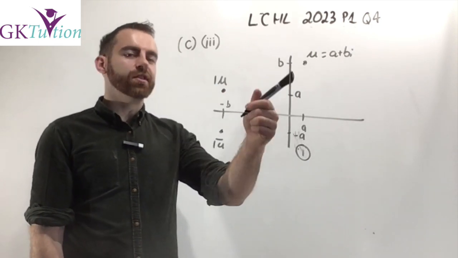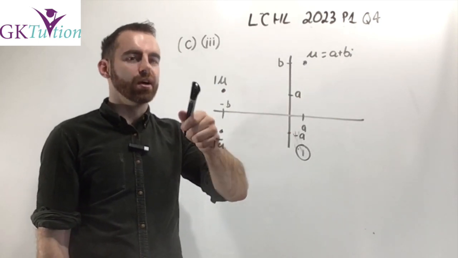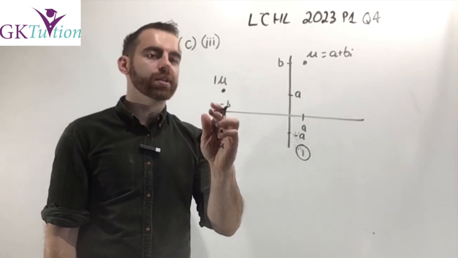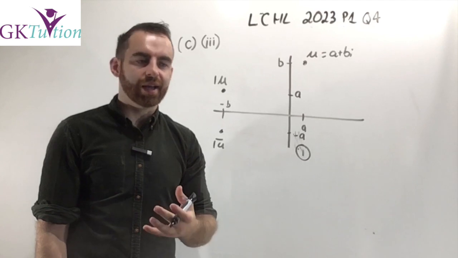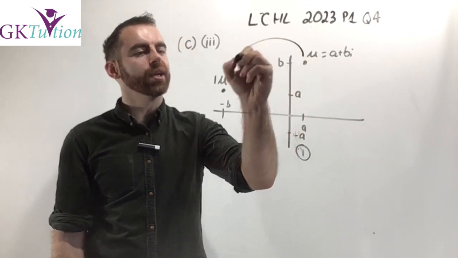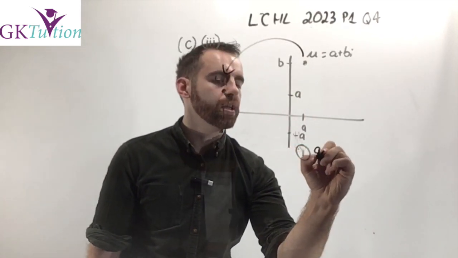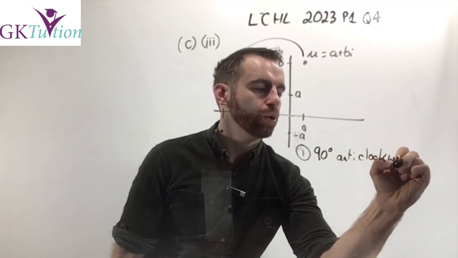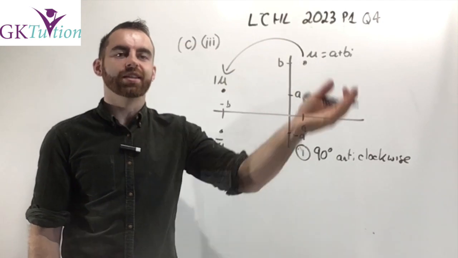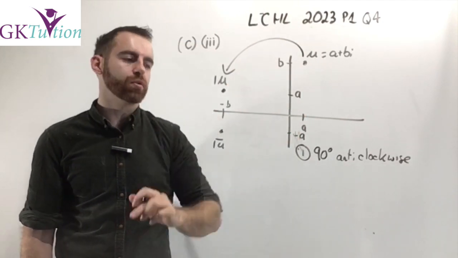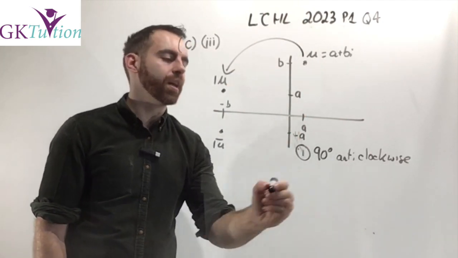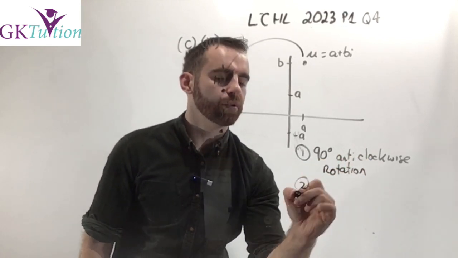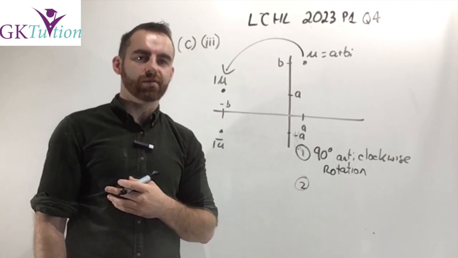Now, the first thing you have to ask yourself is, how do I turn u into iu? In complex numbers, it requires just multiplying by i, and we know that that is a 90-degree anti-clockwise rotation. So to go from there to there, it's a 90-degree anti-clockwise rotation. Essentially, you're just moving it one quadrant in an anti-clockwise direction. So it moves over to this quadrant. So it's a 90-degree anti-clockwise rotation. And it's important you use the word rotation there because the rotation is the actual type of transformation.